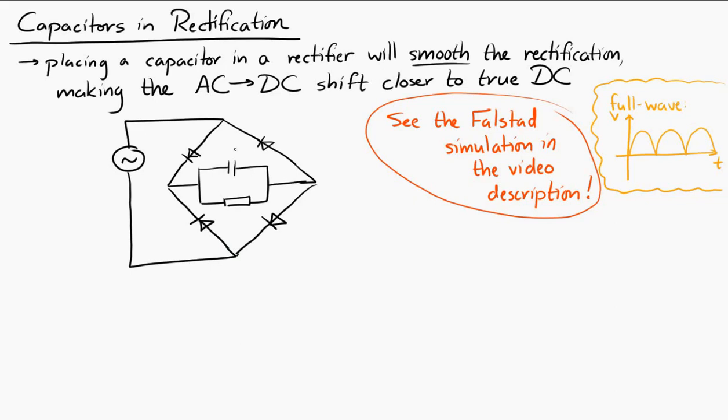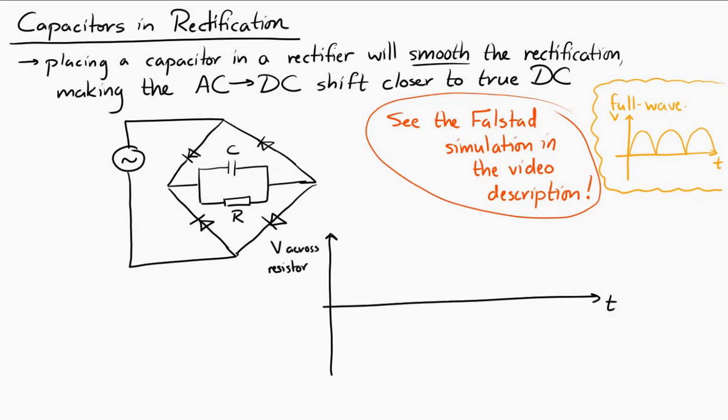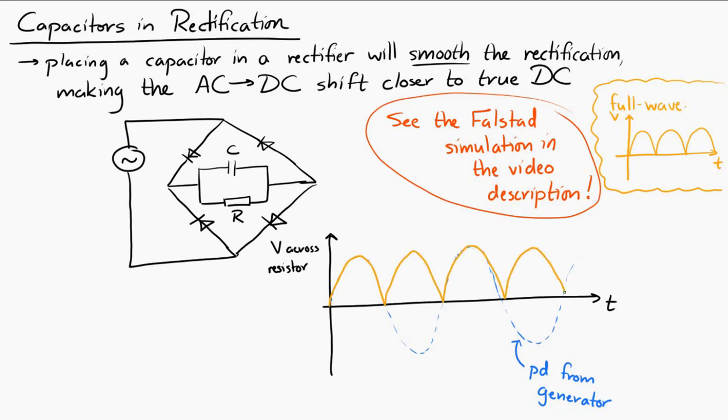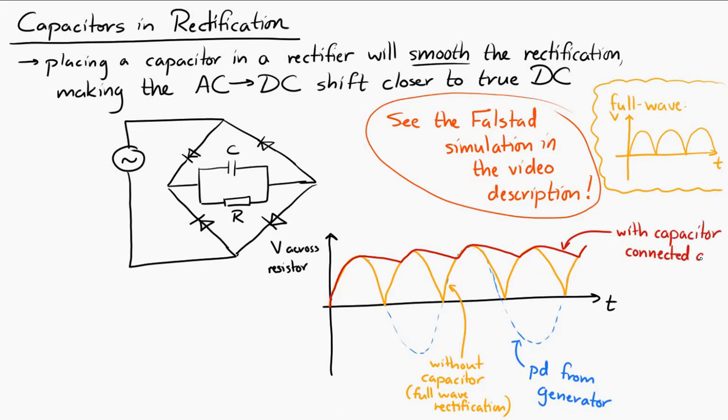But the effect of the capacitor is to smooth the rectification. I'll draw an example here. So here is the oscillating AC potential difference coming from the generator. And then I'll draw what we would get without the capacitor. Then it would be full wave rectification. But with the capacitor, we get this smooth potential difference, which is not exactly direct current, but it's certainly closer to direct current than we would have without the capacitor.